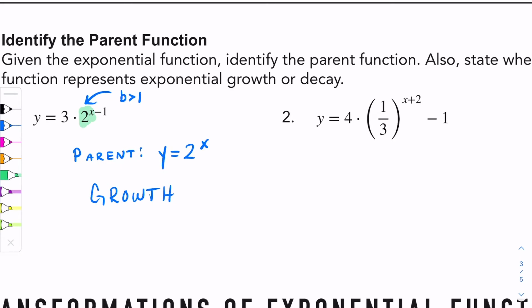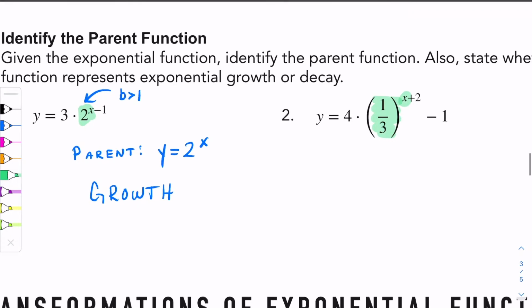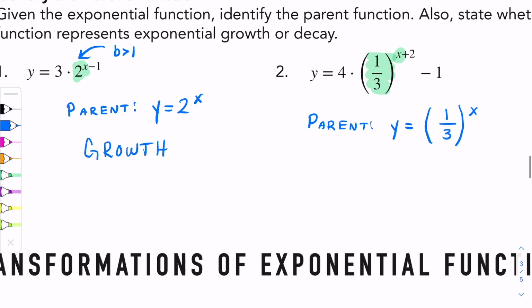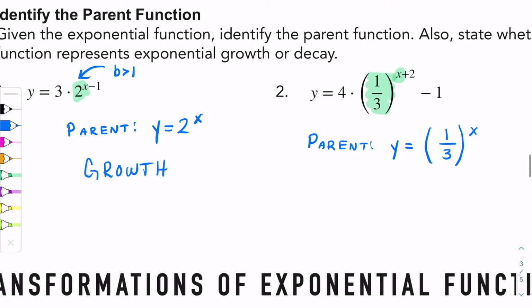Number 2, 4 times 1/3 raised to the power of x plus 2 minus 1. We have a lot of stuff going on here. B is 1/3. 1/3 raised to the power of x is your parent function. Okay, if we were asked if this is growth or decay, you have to make sure it meets the criteria. Is a greater than 0 right here? Yes, it is. And b right here is between 0 and 1. When b is between 0 and 1, that indicates that you will be graphing decay.